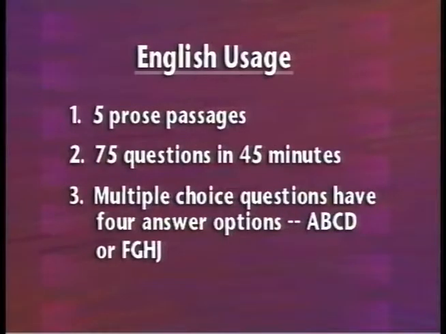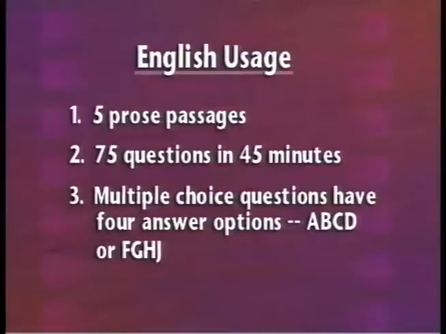The English test consists of 5 prose passages, each with a series of multiple-choice questions. This test has a total of 75 questions to be answered in 45 minutes. Some questions refer to underlined portions of the passage. Other questions pose questions about the passage as a whole. Each multiple-choice question consists of 4 options, lettered either A, B, C, D, or F, G, H, J.